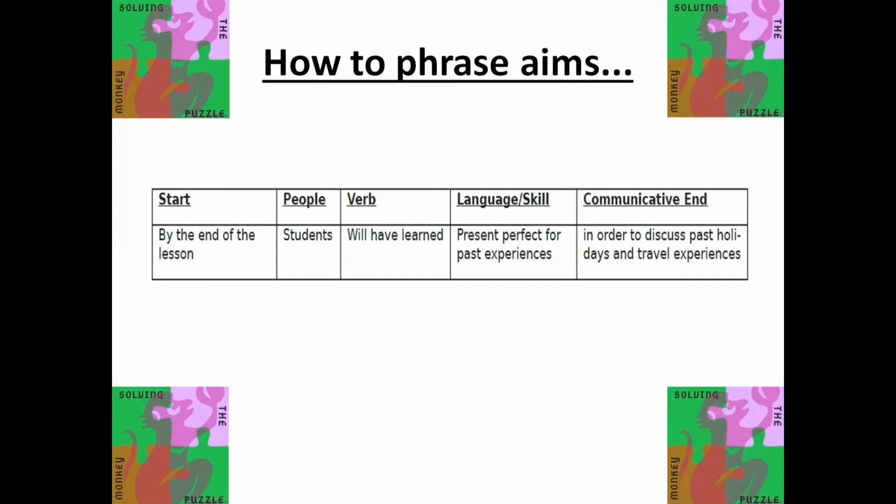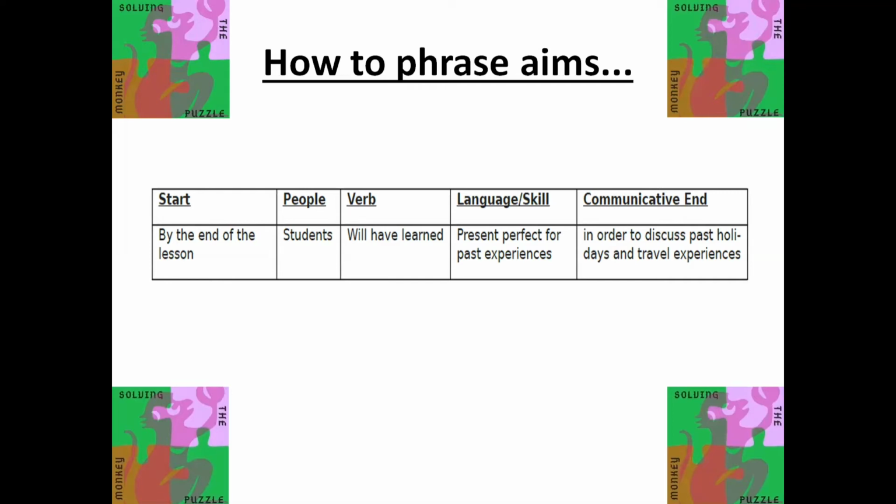Now, we could say will have learned, but it could be will have practiced, will have been exposed to, will have studied. So there are lots of different verbs that can be used here. I like to say will have practiced because they do practice language in a lesson to some extent or another. And that means it's more accurate than just saying will have learned.